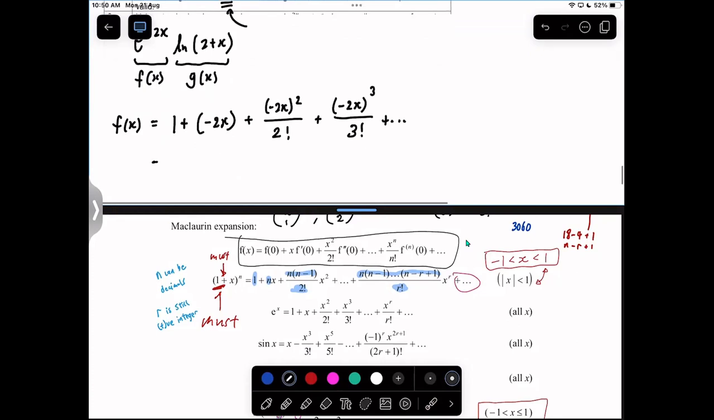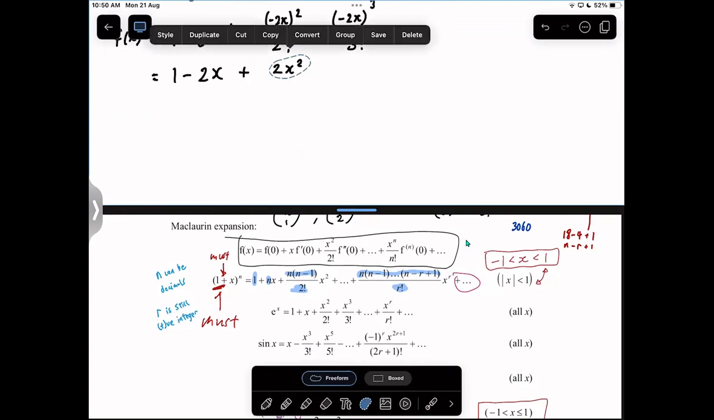Then let's just clean up a bit. 1 minus 2x plus this one, negative 2 squared and x squared. So clean this up, I'll get positive 4 over 2 factorial. 2 factorial is really 2, so 4 divided by 2 is just a 2.